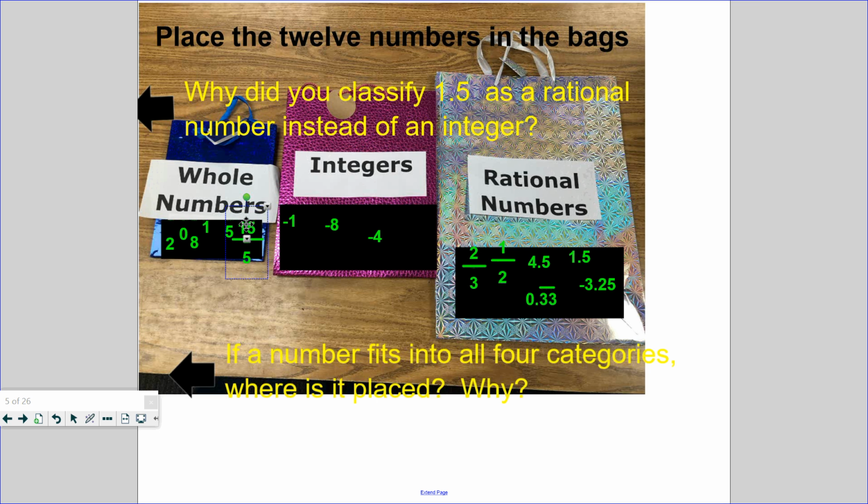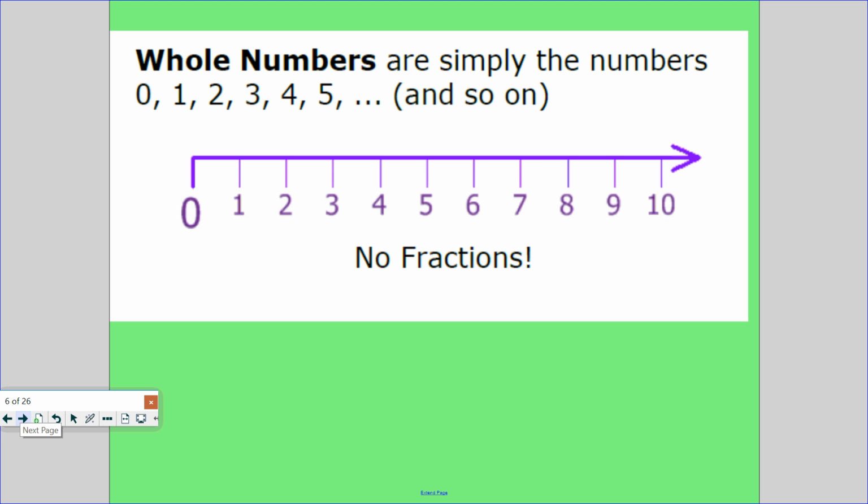So what we're going to do now is look at your notes. You have written notes, so it helps solidify your thinking. Whole numbers are simply the numbers 0, 1, 2, 3, 4, 5, and so on. Notice there are no fractions. It's all positive.